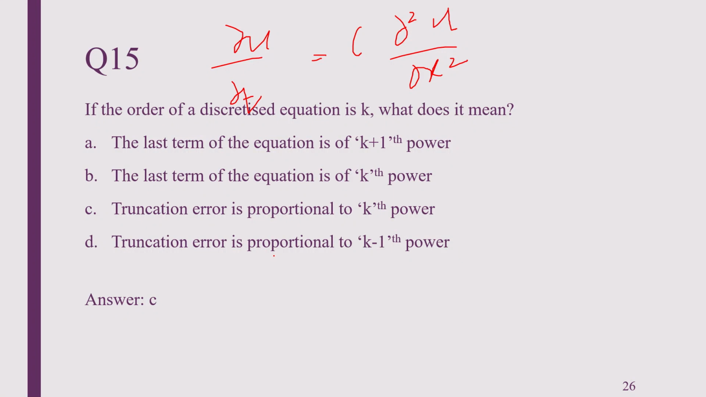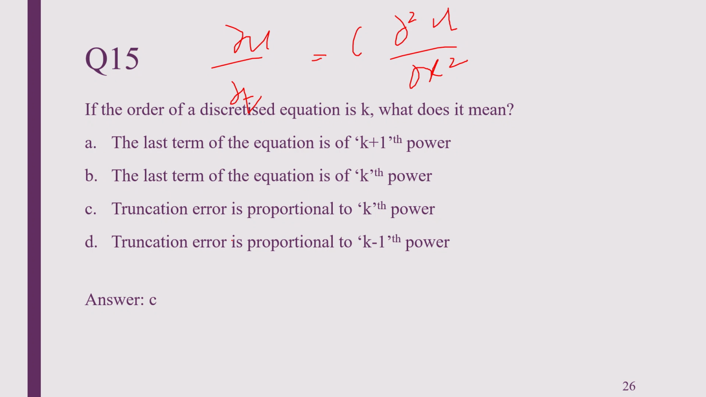So option A, the last term of the equation is k plus 1th power. Option B, the last term of the equation is kth power. Option C, truncation error is proportional to kth power. Option D, truncation error is proportional to k minus 1th power. So what generally happens is that we would be discretizing the equation and neglecting a few terms and calling it a truncation error, because we cannot obviously solve for all those many terms, and the effect of those terms would be negligible.